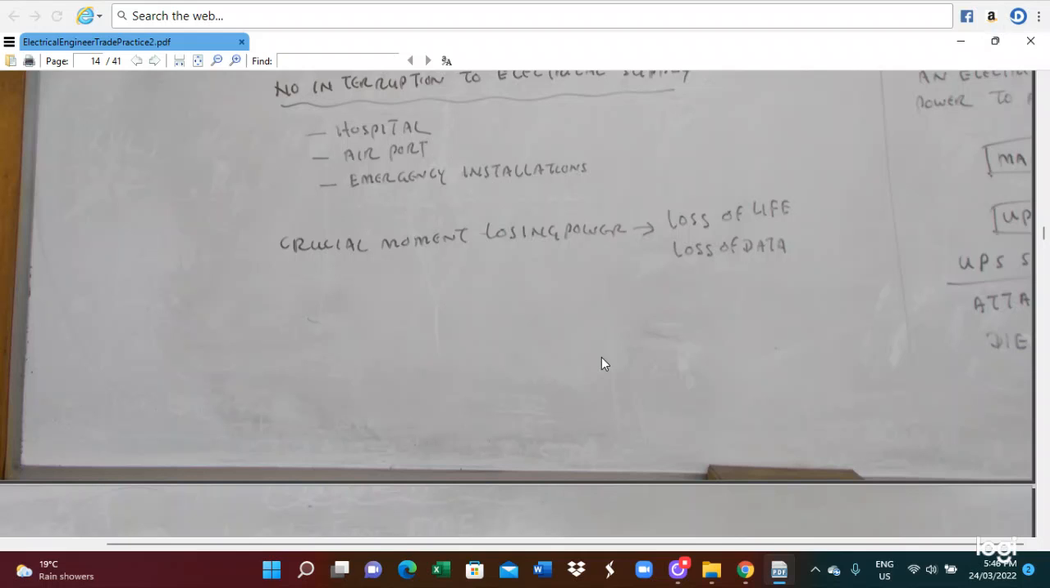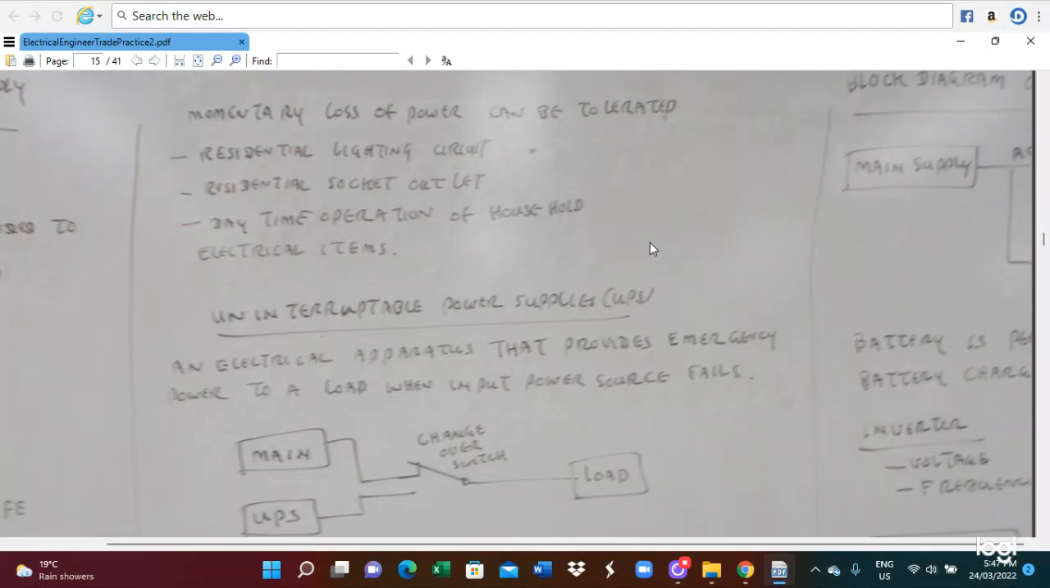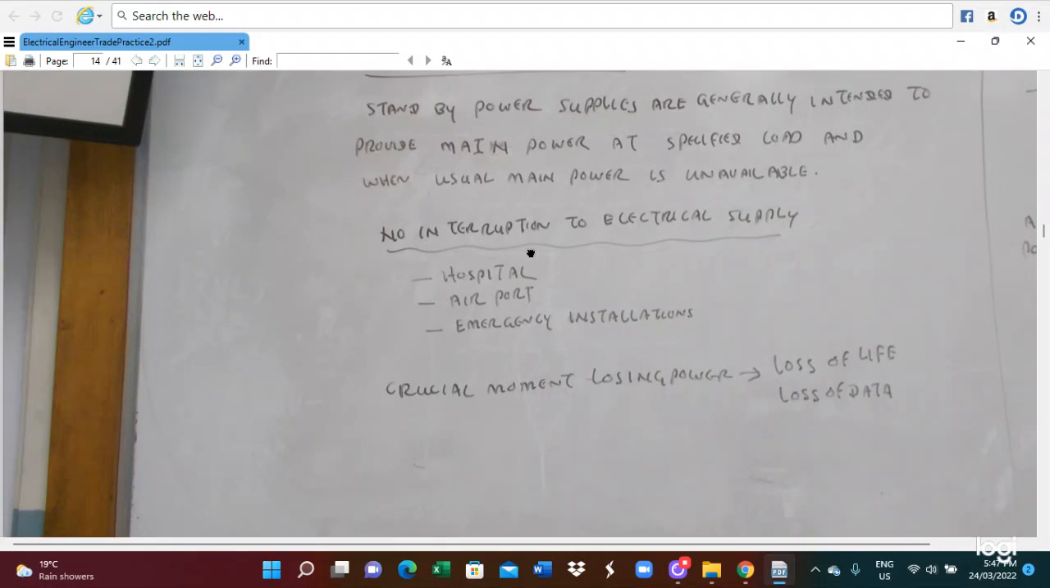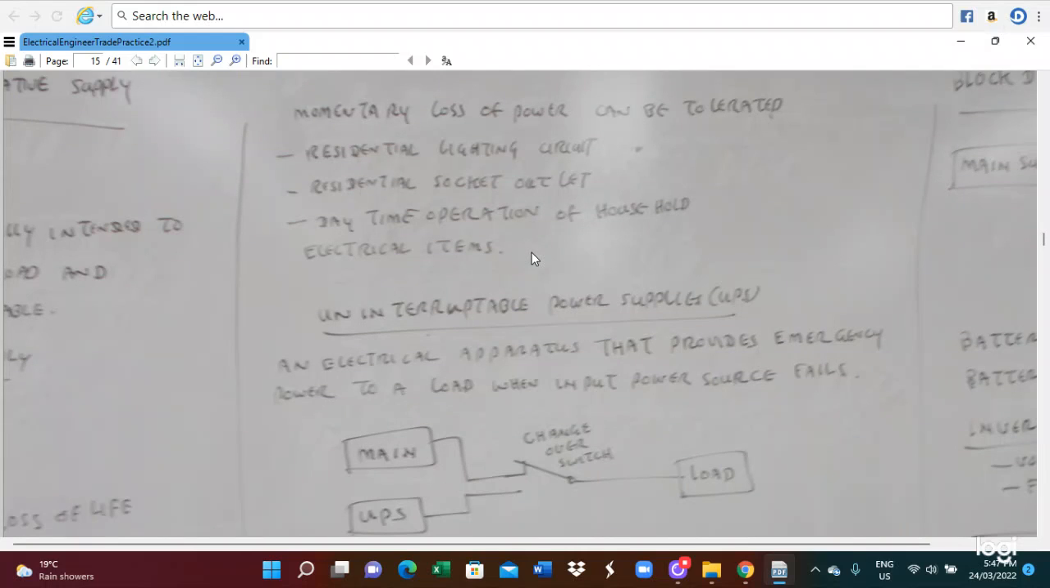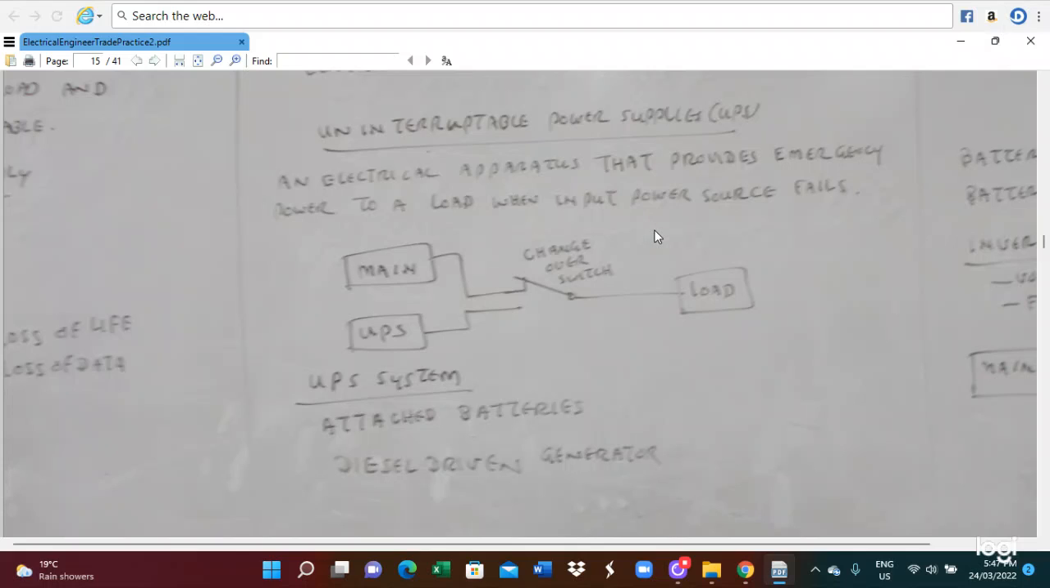And also a crucial moment of losing power is in the emergency intensive care unit. If you lose the power, it will cause a loss of life and data. This is why we have to utilize the standby power supply. Momentary loss of power can be tolerated in residential lighting, residential socket outlets, and daytime operation of household and essential electrical items. So those items require the standby power supply.